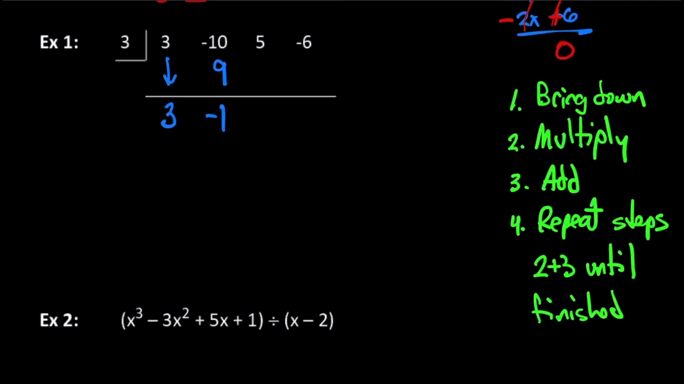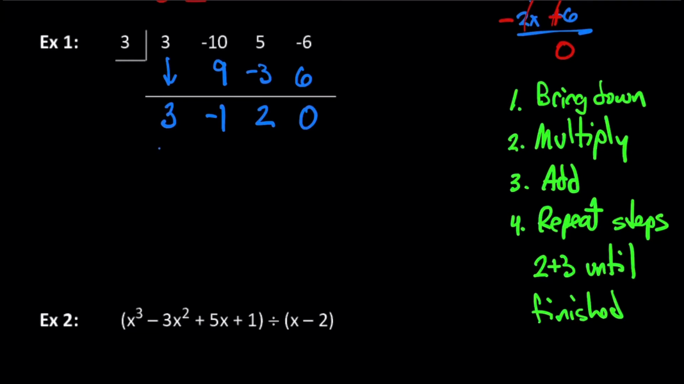So now what I'm going to do is I'm going to multiply these two numbers. All right, well, that's negative 3. Now I add these two numbers. Okay, that's 2. Now I multiply these numbers. Okay, that's 6. Now I add these two numbers. That gives me 0. There's my answer. That's it.